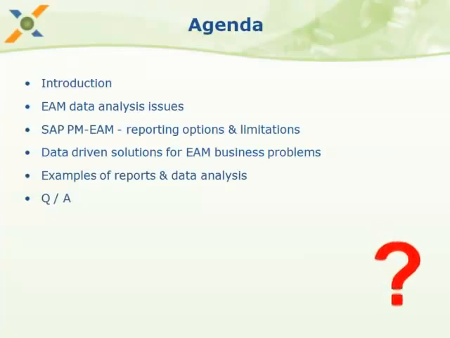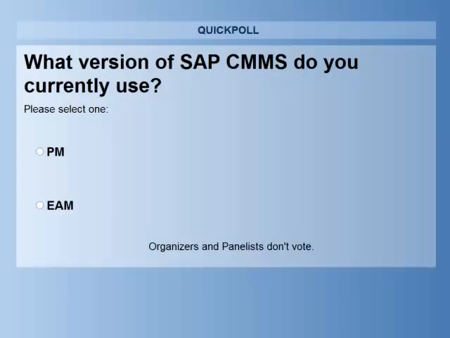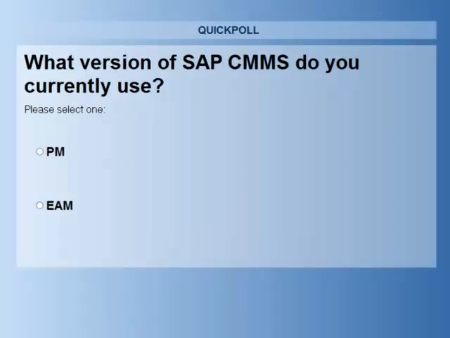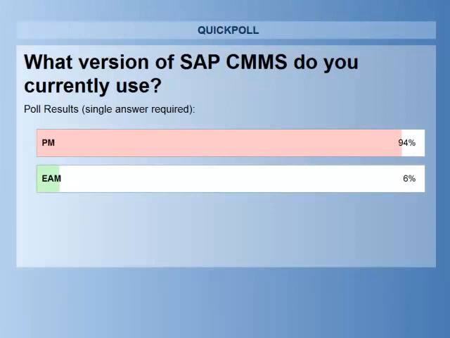Before we go, we have a small question. What version of SAP CMMS do you currently use? Is it the version known as PM or plant maintenance, or are you on a newer version that they're calling EAM? That'll give Sunil an opportunity to know where everybody is. We'll give it 5 more seconds, then close the poll and report on it. Sunil, 94% are using PM or plant maintenance. 6% on this call are using EAM.